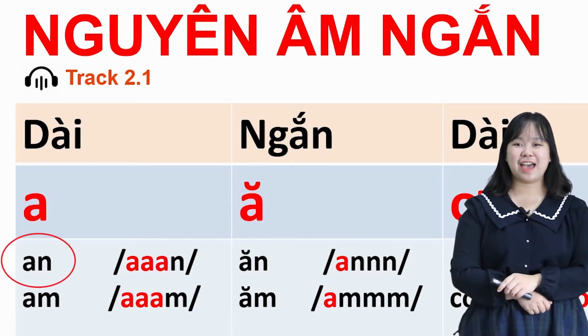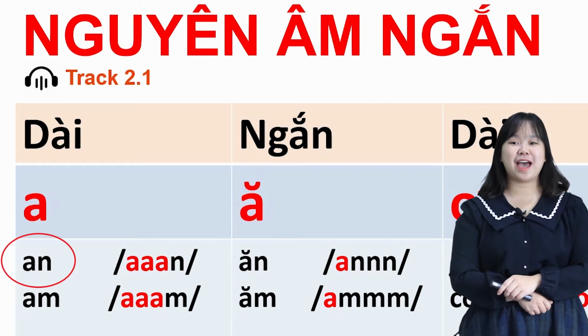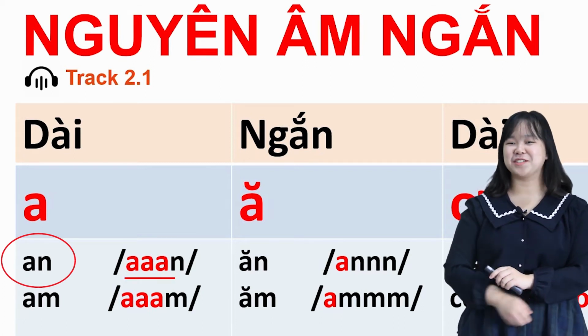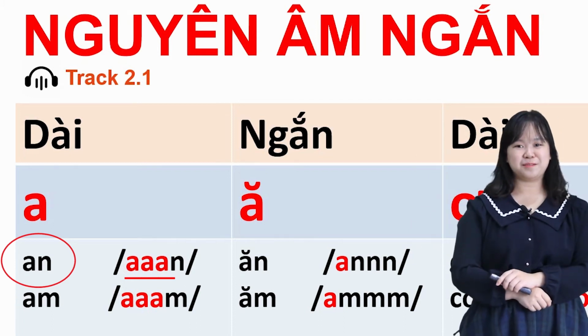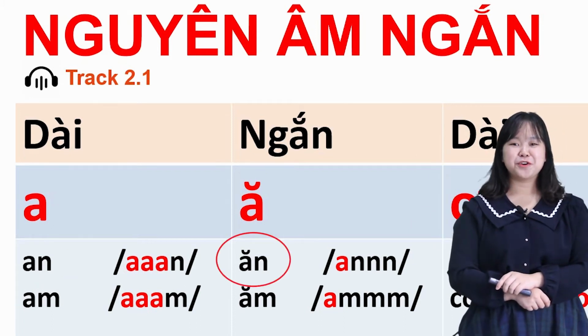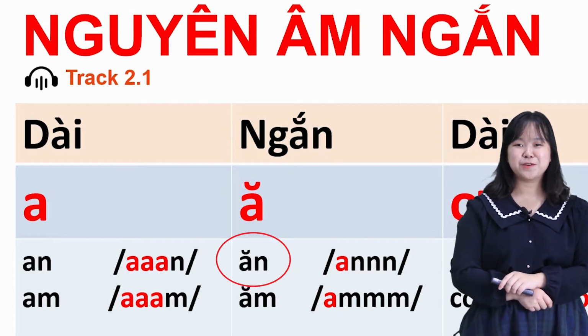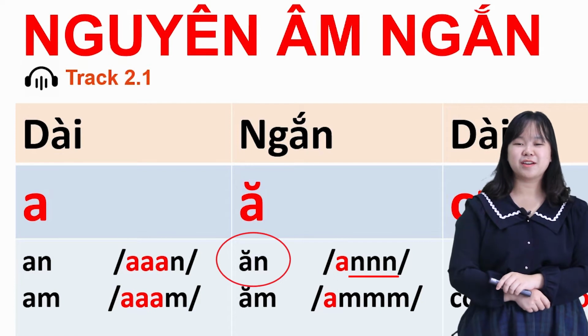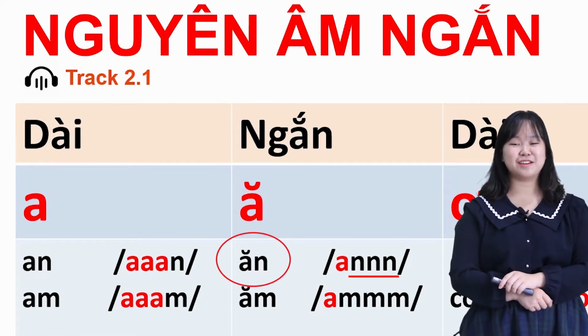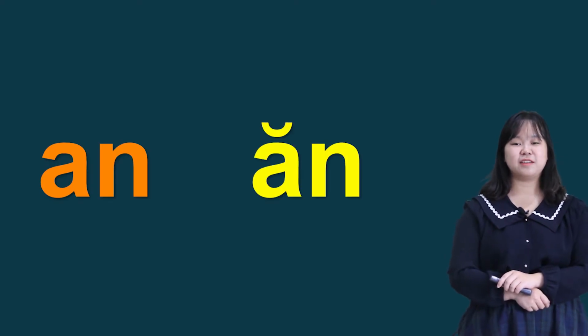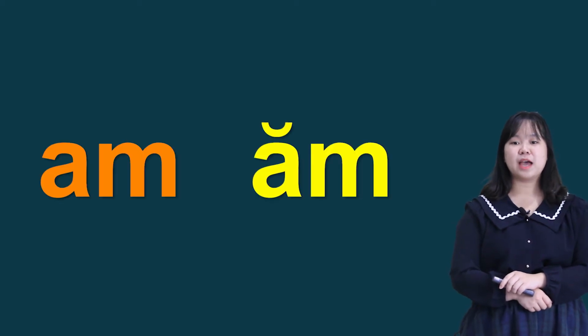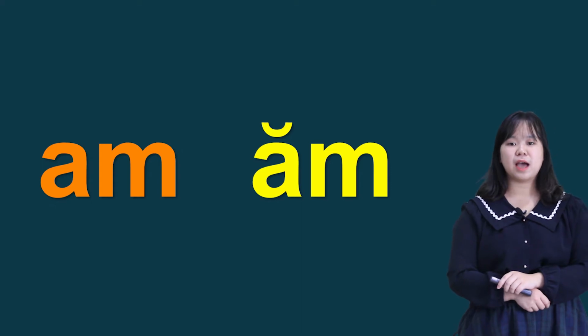For example, an. In this word, the sound a has to be pronounced long, like this illustration. An. And with the word ăn, you can see that we have a ngắn. So you can get the feeling that the sound n is longer, like ăn, ăn, ăn. Another example, ăm, ăm, ăm.